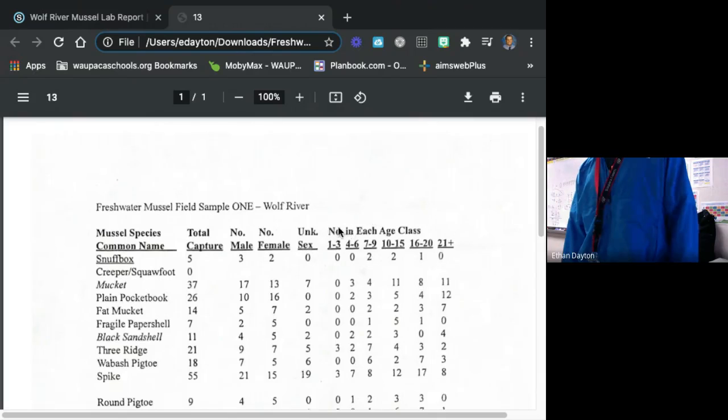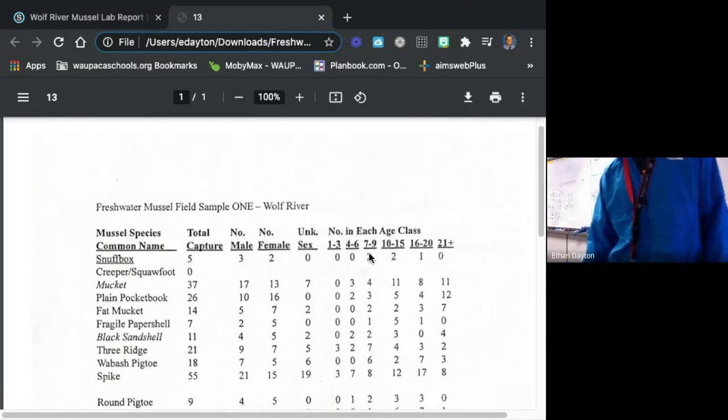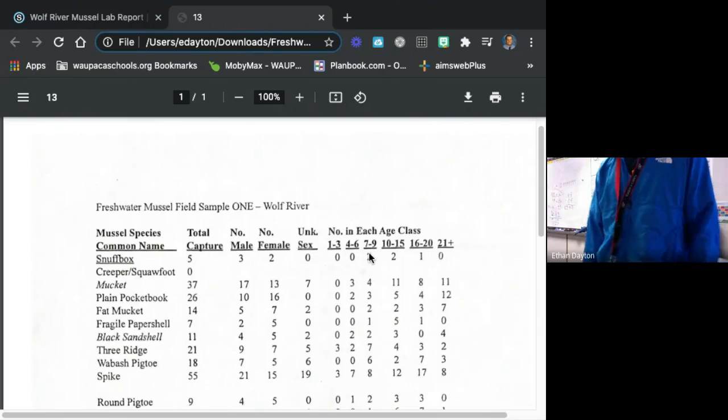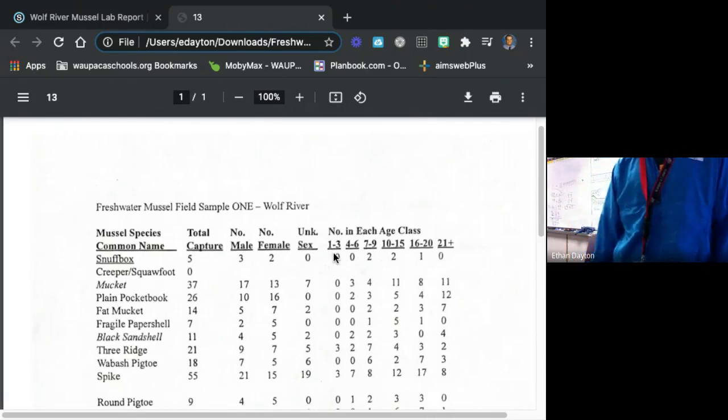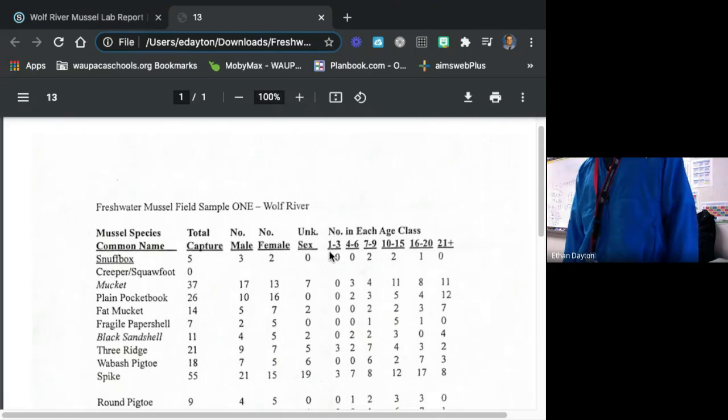All right, and then over here the last 1, 2, 3, 4, 5, 6 columns have to deal with the age of the mussel that was found. So this says number in each age class. In the snuff box case, there were 0 found that were 1 to 3 years old. There were 0 found that were 4 to 6 years old.